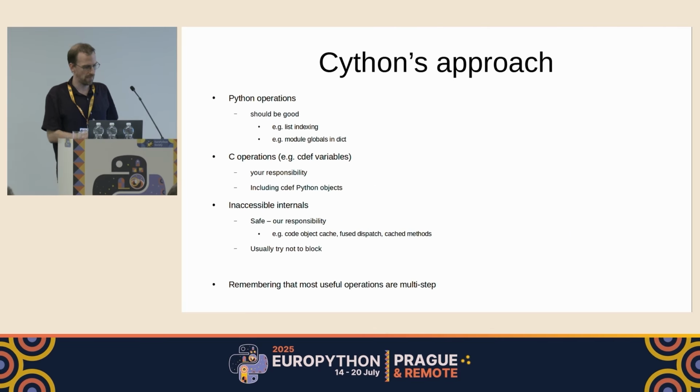The general approach we're taking is that Python operations should be safe. So things like list indexing, you should be safe to do. Things like accessing module globals in dictionaries. C operations aren't safe, so that includes cdef variables, and so it's your responsibility to add locking if you want it to work. And inaccessible internals, things like we've got a code object cache, that kind of thing, dispatch functions. I've been going through and fixing them, and they are now mostly safe.